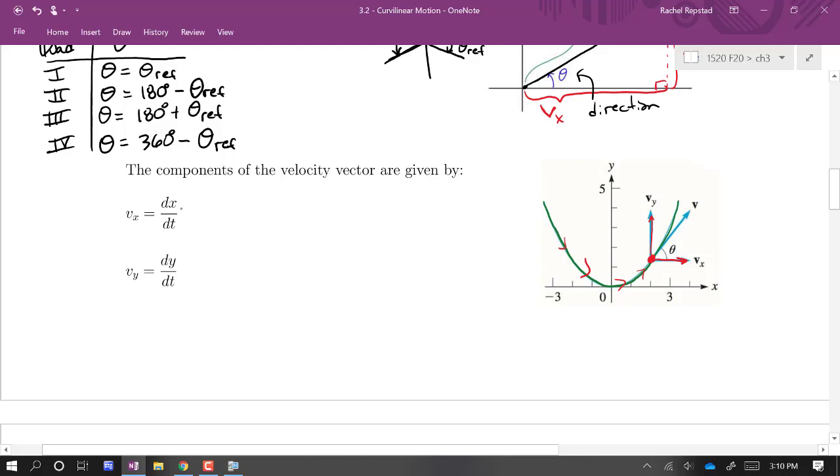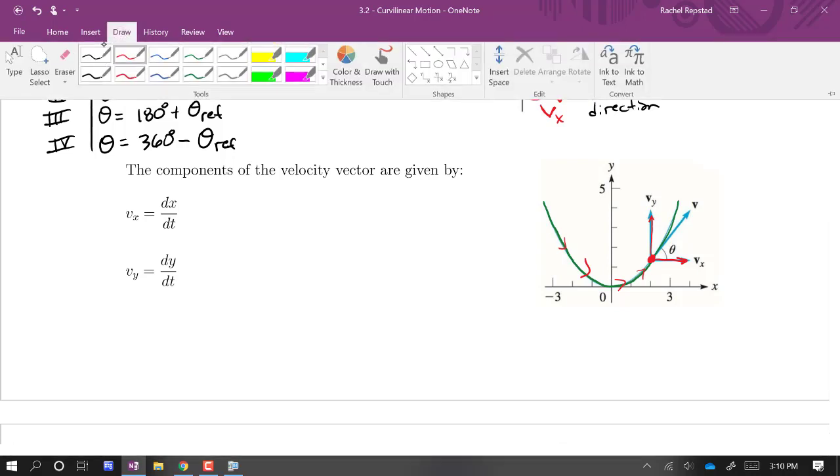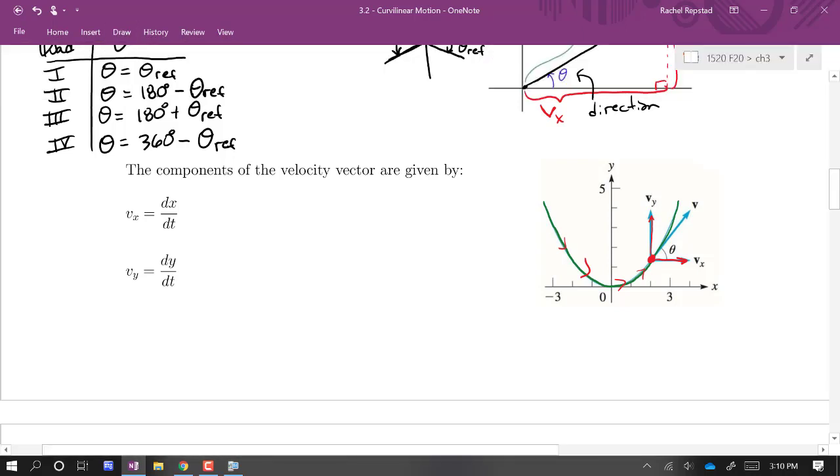The x component is the rate at which the x coordinate is changing, so it's dx/dt. The y component is the rate at which the y coordinate is changing, so that is equal to dy/dt. Some of the problems that we'll be doing will describe the path by giving us a pair of equations, and we call these parametric equations. It's like one equation for y and one equation for x, and they're both given in terms of the time, t. In those cases, it's fairly straightforward to find dx/dt and dy/dt.